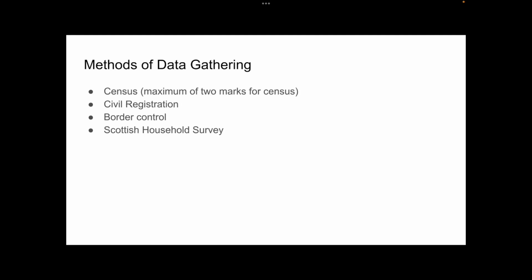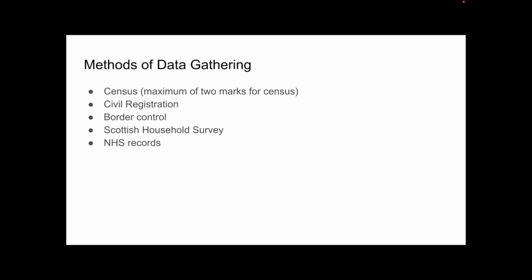So firstly, your methods of data gathering. Now, there are 4 key things that you want to mention. I say 4, it might actually be 5. Yes, it's 5. So the first one is your census. Now, you're only going to get a maximum of 2 marks for census. So it's good, but don't go on and on and on about the census.